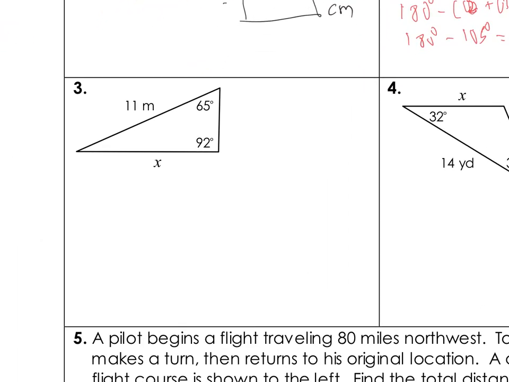Number three. Missing side again. And again, it may behoove you to figure out what that angle is. We're given two angles. One that looks almost like a right angle, but it's not. It's 92 degrees, slightly off. Anyway, 180 degrees minus the sum of 92 degrees plus 65 degrees is 180 degrees minus, how much is that going to be? 27 degrees? I think so. And that's 153 degree angle.